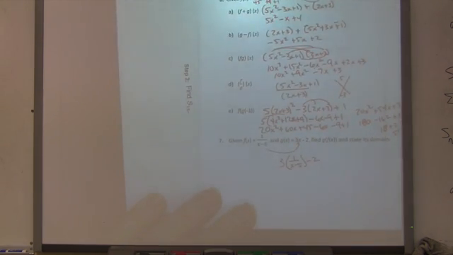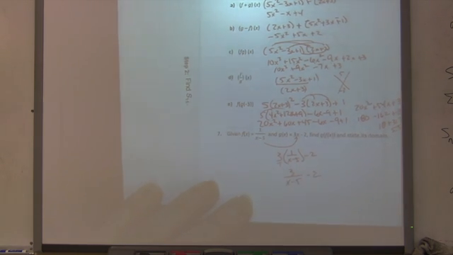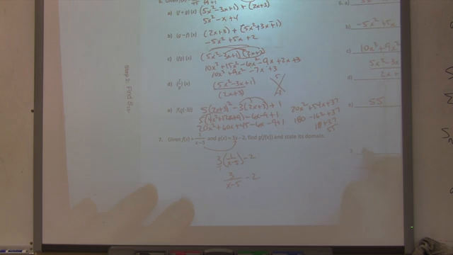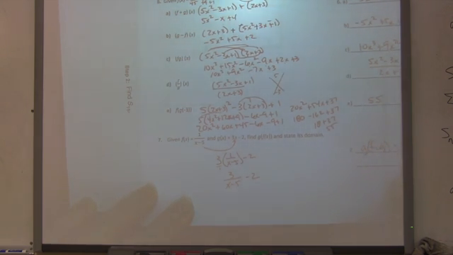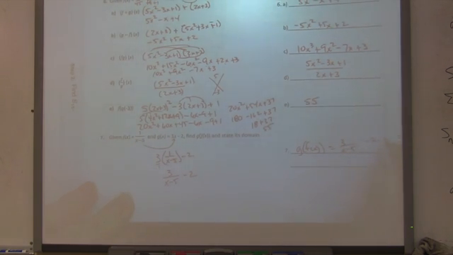Now we should simplify this. Remember, this 3 is like 3 over 1, so I just multiply it with fractions straight across the top. So I get 3 over x minus 5 minus 2. That would be my function. So g of f of x equals 3 over x minus 5, minus 2.